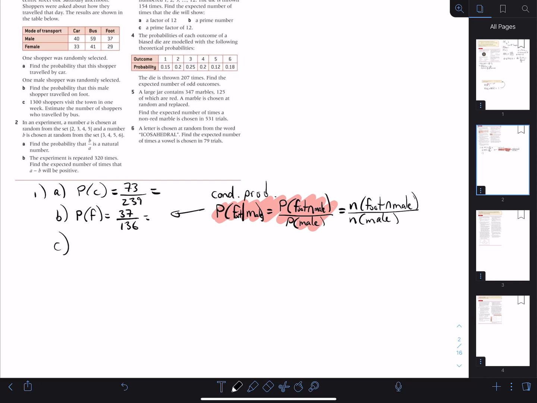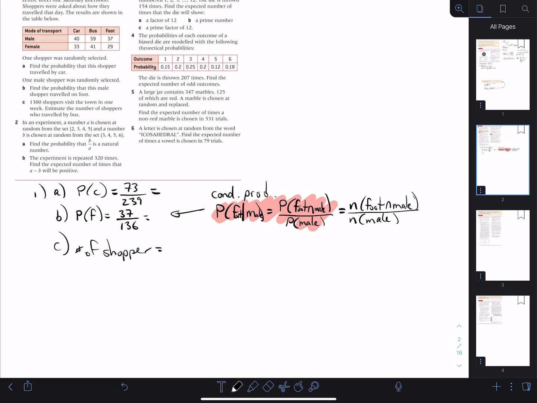C, 1,300 shoppers visit the town in 1 week. Estimate the number of shoppers who traveled by bus. So for this one, again, they're skipping ahead to a lot of problems that they'll mention again, but estimate the number of shoppers, not a probability I'm looking for at all. So how am I going to do that? Number of shoppers. How am I going to calculate that?